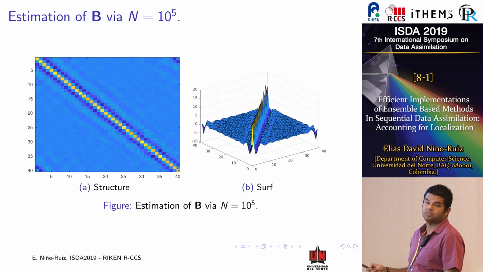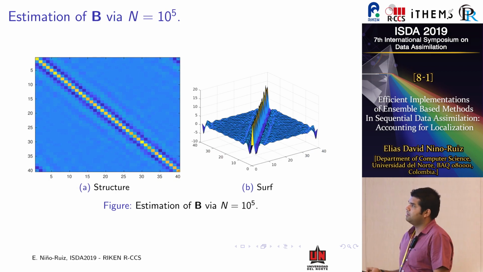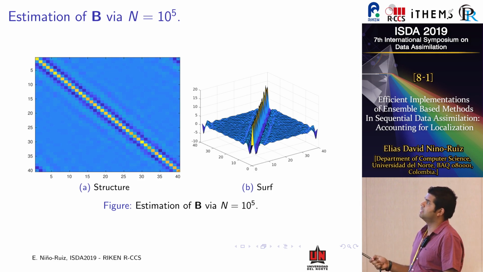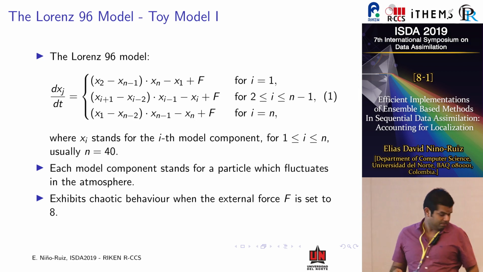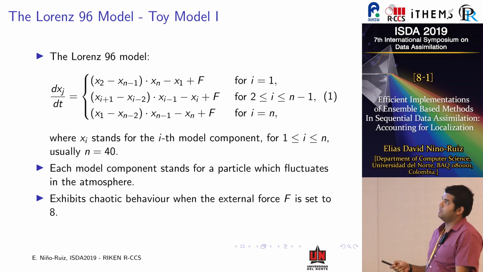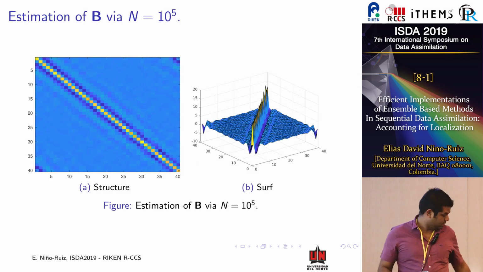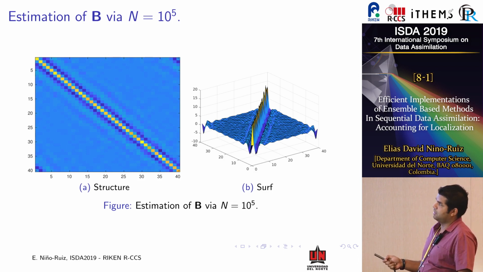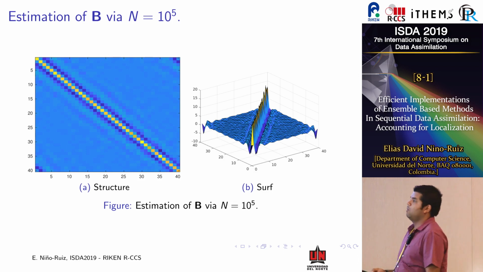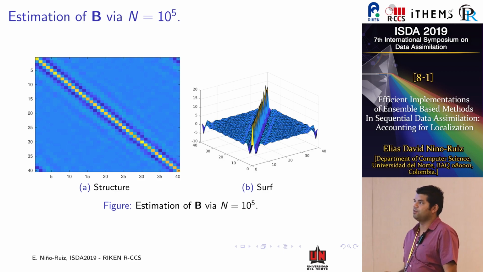Now, if I make use of 10 to the 5 ensemble members, this is the structure of the background error covariance matrix, my estimate, and this is the actual one, okay? As you can see, well, it makes sense in the sense that the implicit cyclic boundary conditions make the appearance of these correlations on the corners, okay? Well, now this is the estimation via 10 to the 5 members.